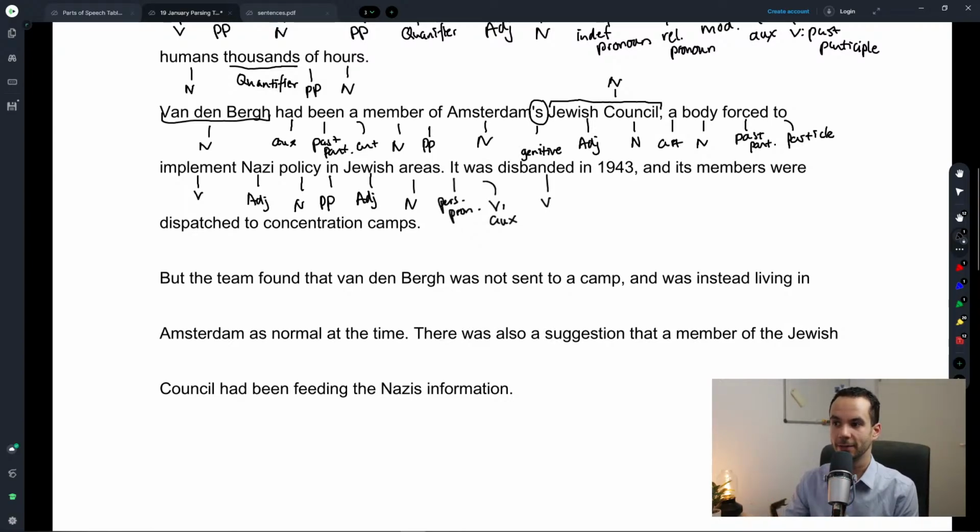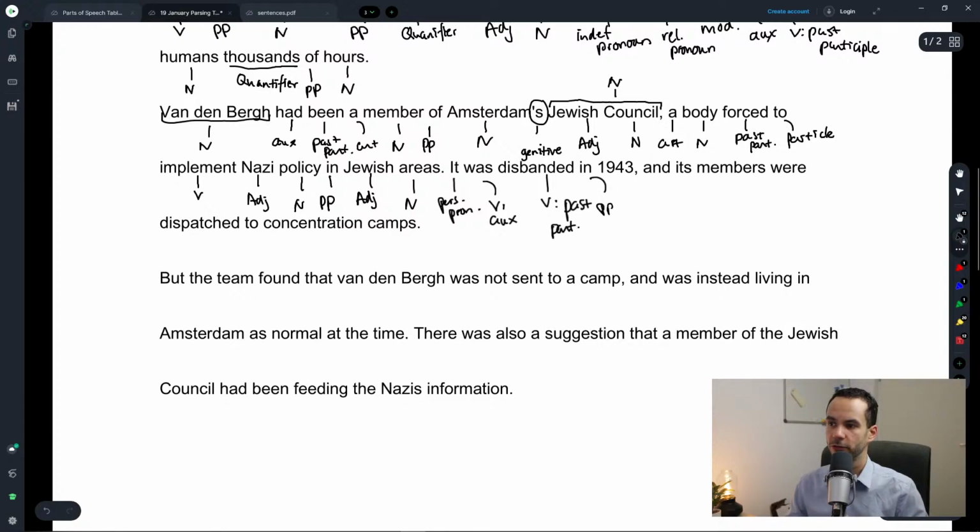Was disbanded. It cannot disband itself, right? So it hasn't disbanded itself. It didn't disband itself. It was done by someone else, and because it's done by someone else, we don't have an agent that's also the actor, and we don't have a subject that's the actor. So in this case, we use a passive sentence. And the second verb in this passive construction is our past participle.